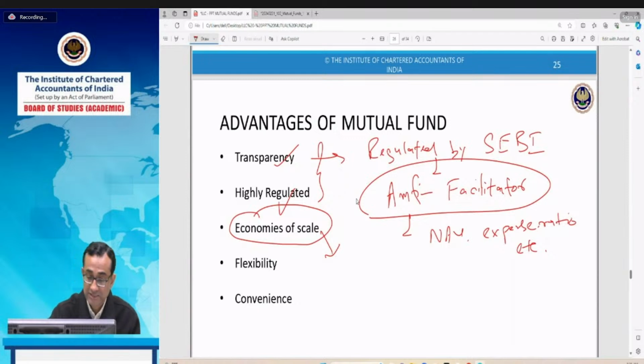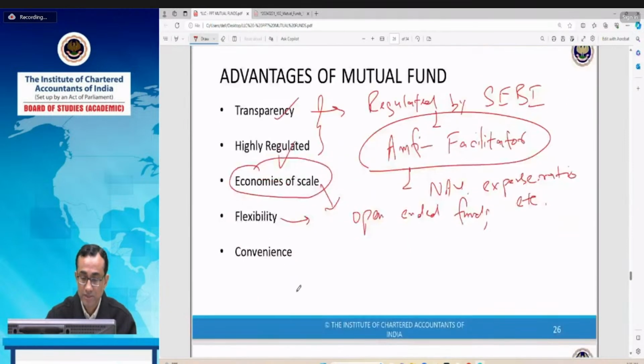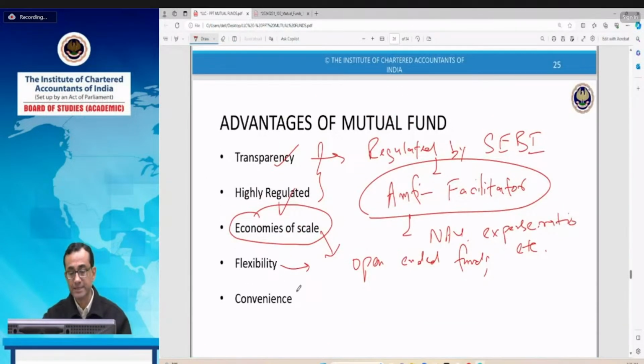Flexibility is there, especially in case of open-ended funds, because as we have seen, they can get out of the funds as soon as they find it convenient. In a closed-ended fund, there is a maturity period, but there is flexibility in the case of open-ended funds. Convenience, also, because they can invest at the convenience of their home, and they can save on their research and analysis.